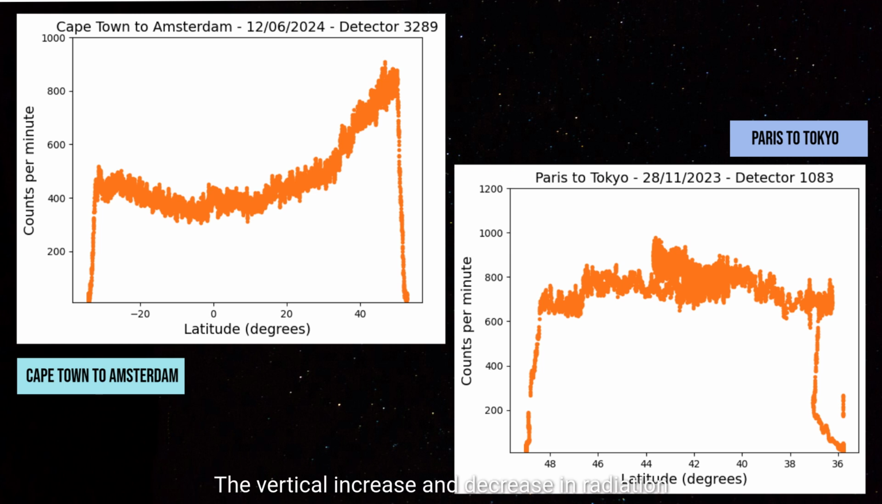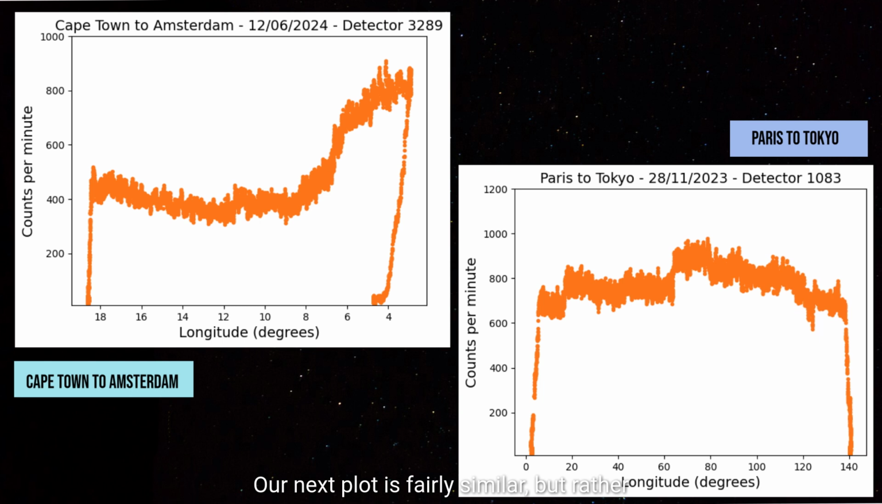The vertical increase and decrease in radiation seen in both flights indicates the steep rise and fall in radiation that the plane experiences as it takes off and lands. In both graphs, there is a slight increase in radiation levels before the plane lands. This is owing to aircraft generally being lighter at the end of their journey as they have used up most of their fuel. This often leads to an increase in altitude towards the end of the flight. We will explain why altitude impacts radiation dosage a little later.